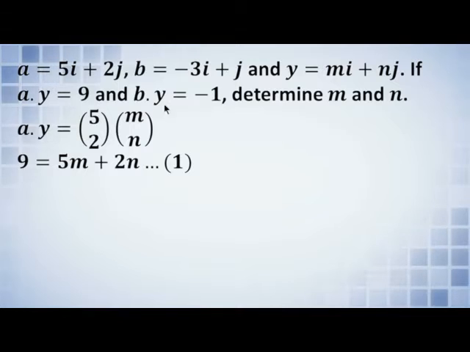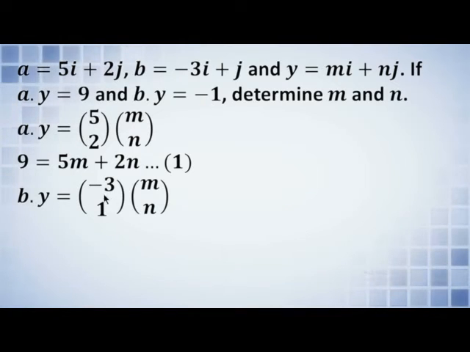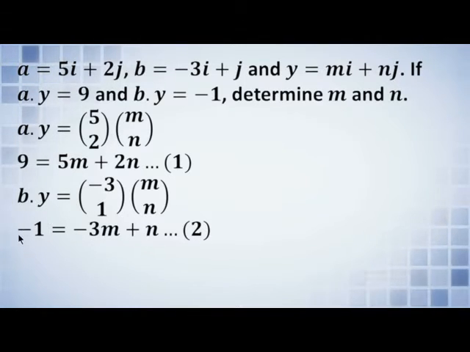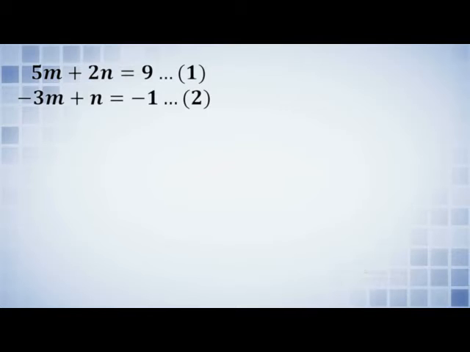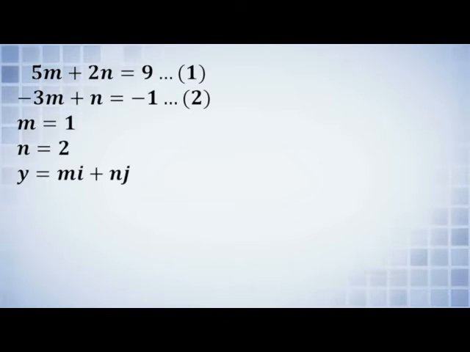Now let's work with this one. B dot y equals (negative 3, 1) dot (m, n). This is the components of B and this is the component of y. We have known that B dot y equals negative 1. So negative 1 equals negative 3m plus n. We find the second equation. After we have found the first equation and the second equation, by elimination, we will find that the value of m equals 1 and the value of n equals 2. Vector y is mi plus nj. So vector y equals i plus 2j.